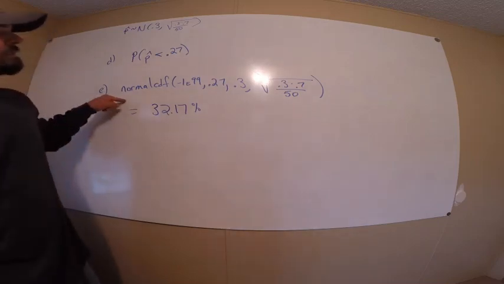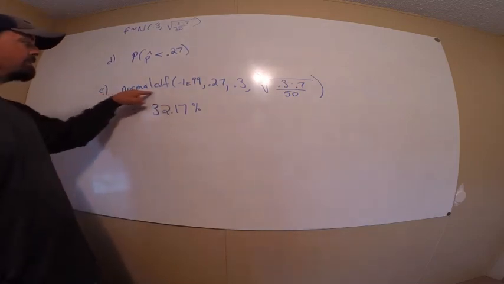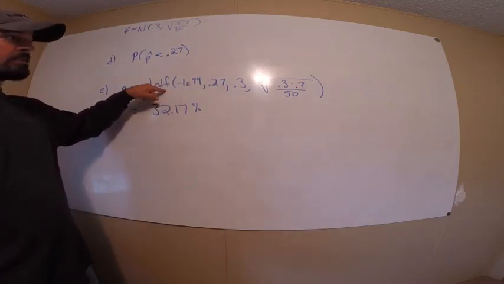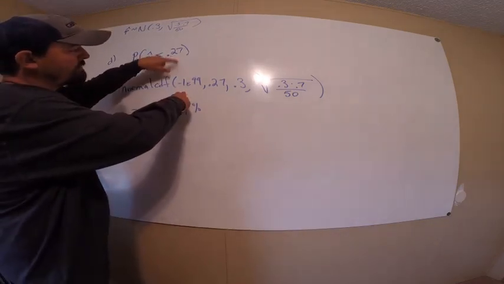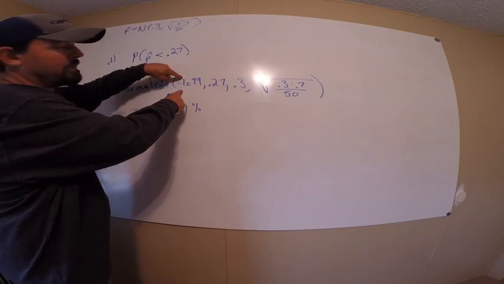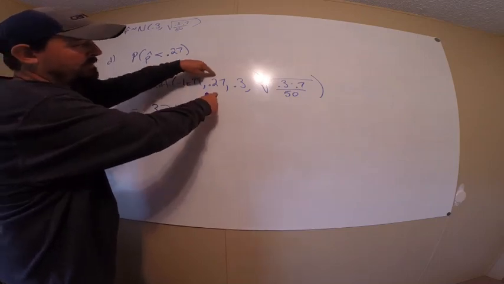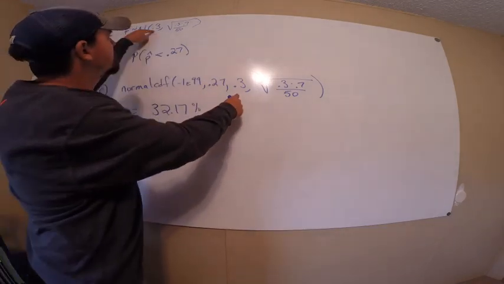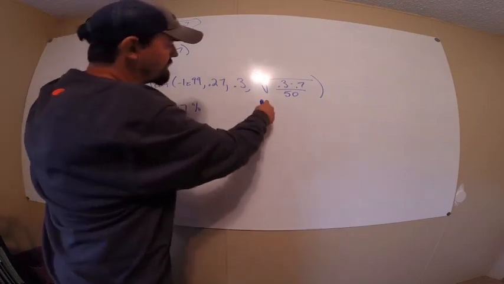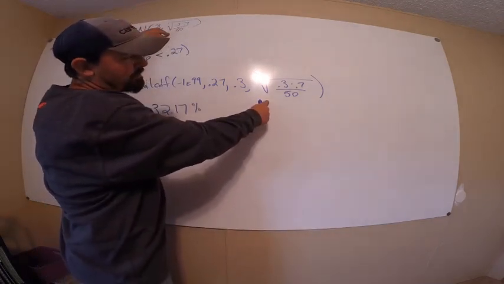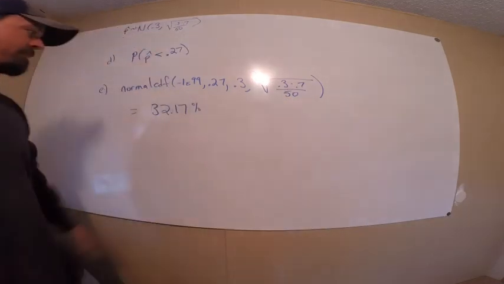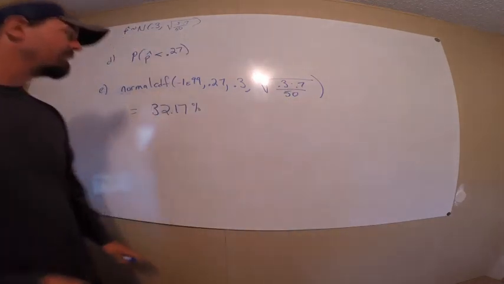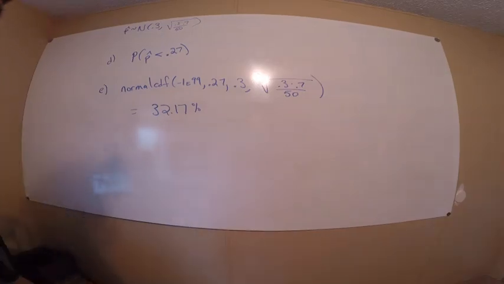E. We're going to write the calculator command, normal CDF, just like we've been doing the entire chapter. Our lower bound here, we're looking at less than 0.27, so we're going with negative infinity, on up to 0.27. Our mean here is our 0.3, straight from our distribution. Our standard deviation is that big square root, so square root 0.3 times 0.7 over 50. If we type that in our calculator, we get 32.17%.